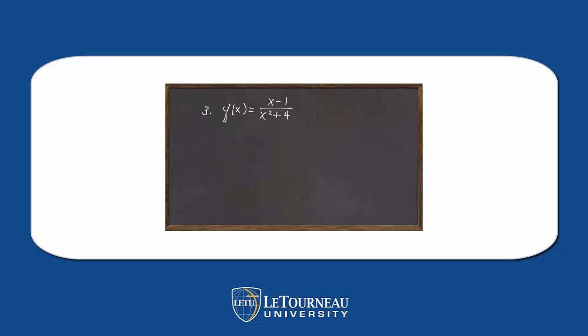Let's try another one. x minus 1 over x squared plus 4. Aha! In the real numbers, x squared plus 4 never equals 0. So this means that this function has no vertical asymptotes. This will happen every now and then.